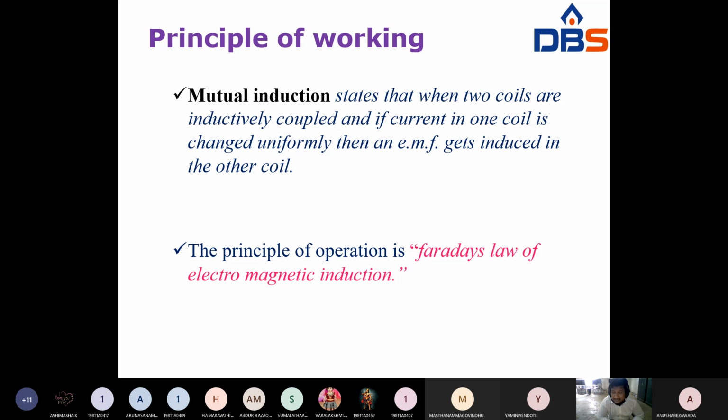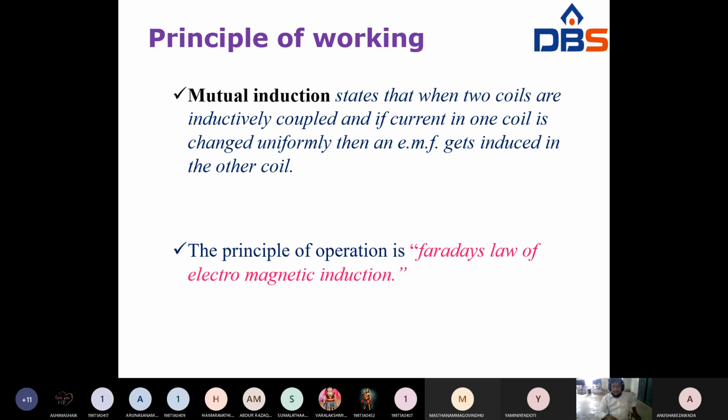What is mutual induction? Two separate coils are there. When two coils are inductively coupled, and if current in one coil is changed uniformly, then EMF gets induced in the other coil. Suppose two coils are there, and in one coil we give the supply. Then flux will be produced in the first coil that links with the secondary coil. That means in the secondary coil also, EMF is induced.